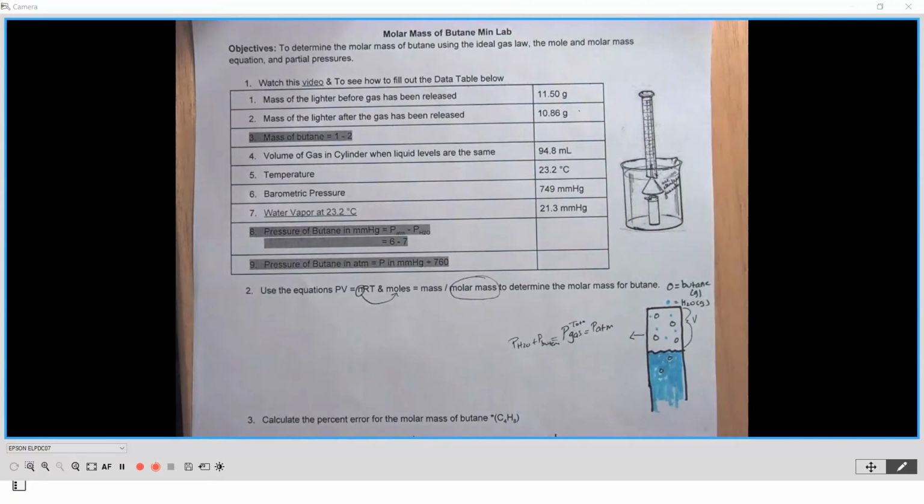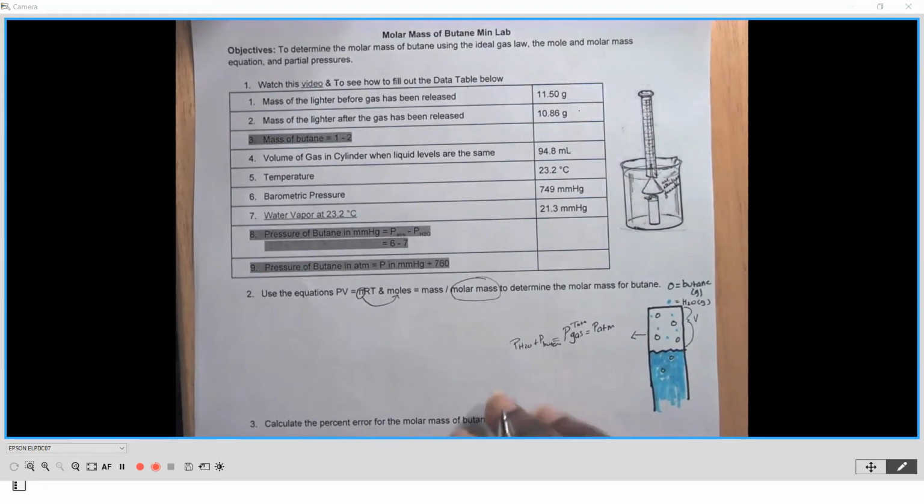With that being said, we're going to use the pressure of the atmosphere, which is equal to the total pressure of gas, and the pressure of the water vapor at the given temperature to figure out the pressure of the butane, and that's going to plug into our PV equals nRT equation. So let's go ahead and start working on the math here.